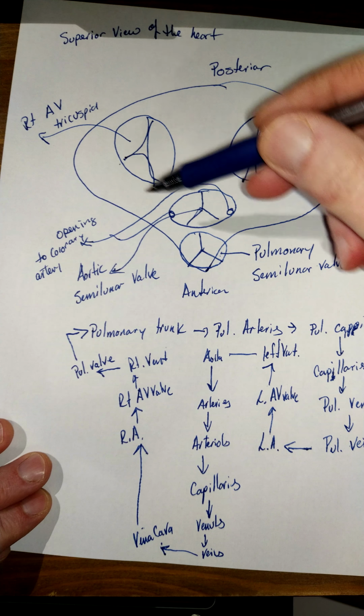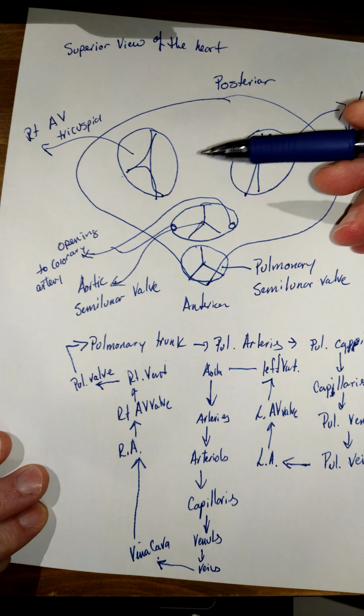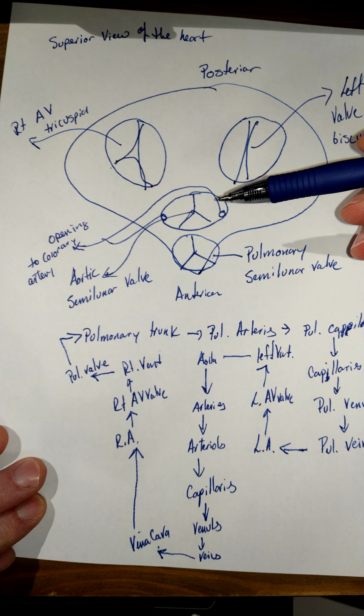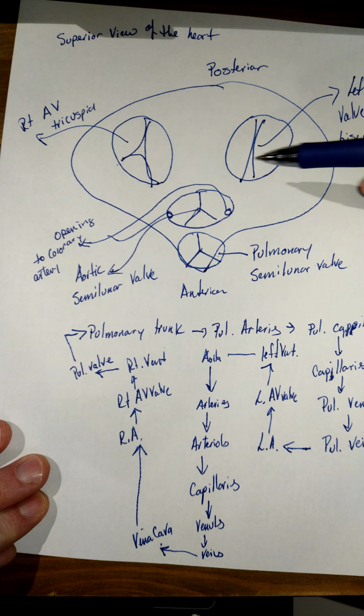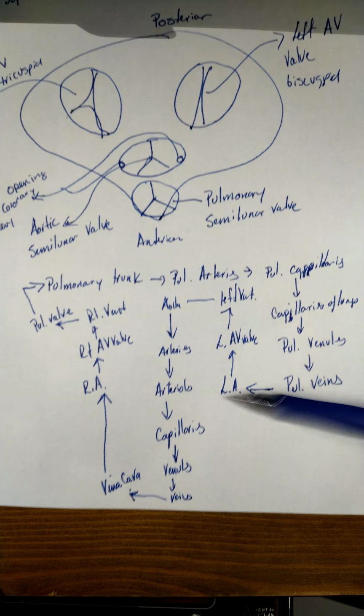So these are all our valves. This is a superior view of the heart with the atria removed, so we can see all the pathways of blood. And then this is the circulation through there.